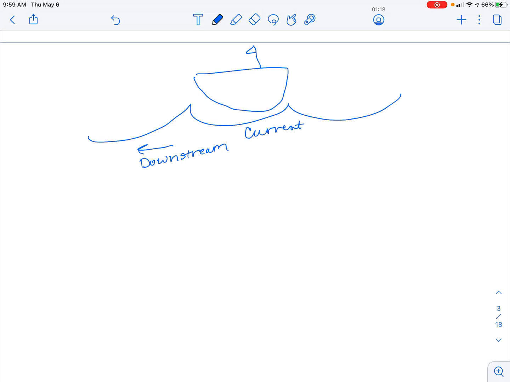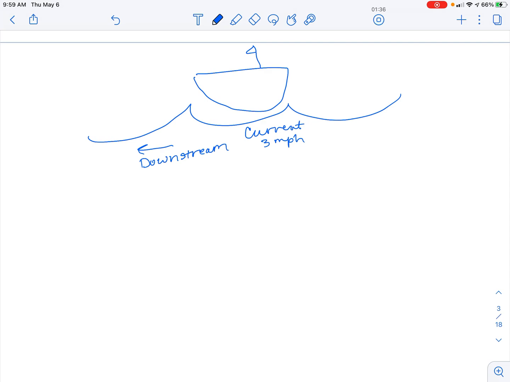and we say the current travels at a certain miles per hour, let's say the current goes at 3 miles per hour, for example. That boat, if the motor is not turned on, is going to float with that current at 3 miles per hour downstream, right?